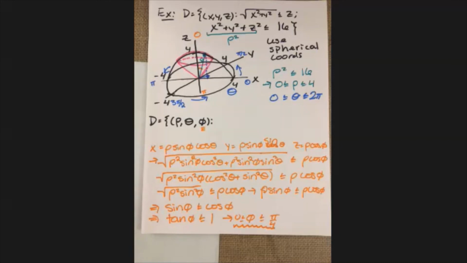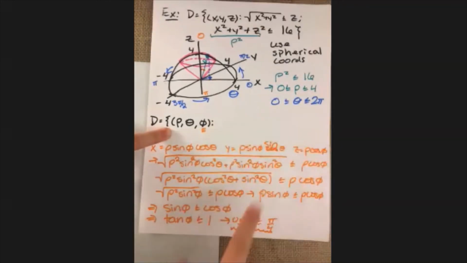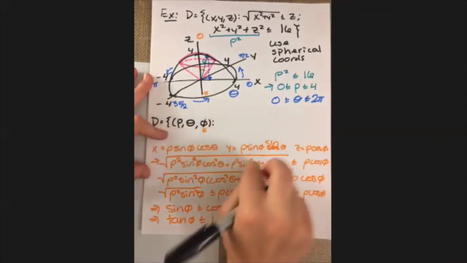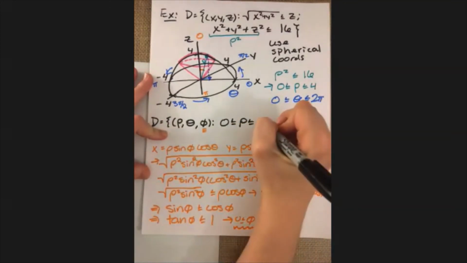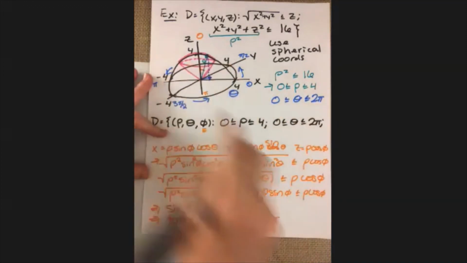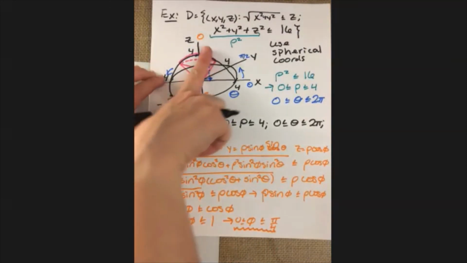Anyway, we've got all of our pieces of information now. We have information about rho, we have information about theta, and we have information about phi. So we can put this all together to define our domain. Rho has to be between 0 and 4. Theta has to be between 0 and 2 pi, sorry, because we want it to go all the way around the circle. And then phi has to be between 0 and pi over 4. Okay.